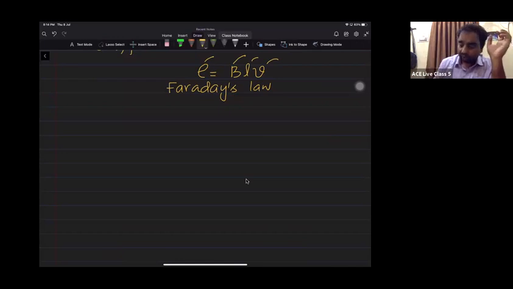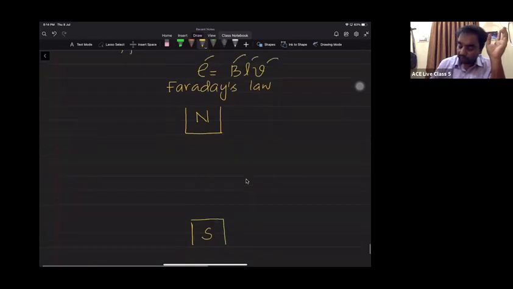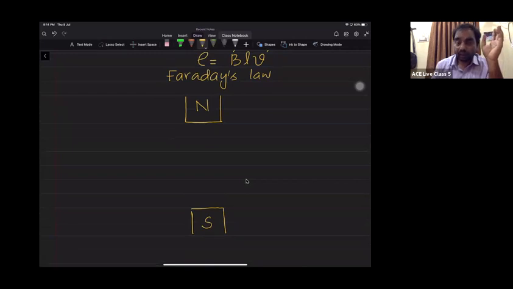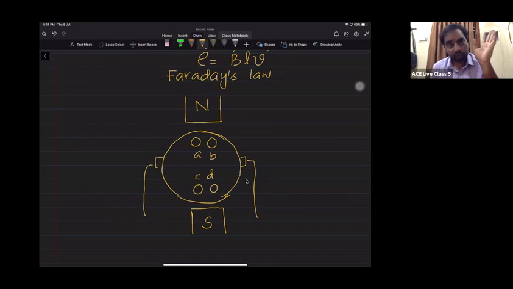So I need a magnetic field first. Where is that magnetic field? I'm talking about a DC generator. I have a magnetic field, north pole and south pole. The first condition is over. What is the second condition? I need conductors of finite length. So I'll take a rotating part called the armature, and on the armature I place two conductors AB and two conductors CD. Those ends are taken out with the help of a commutator and brushes. The second condition is also over.